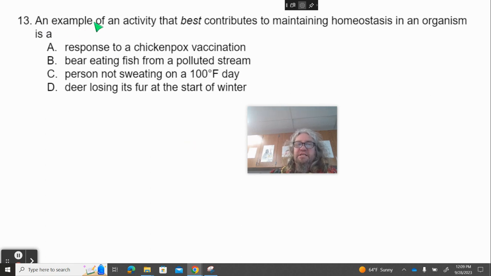Number 13, an example of an activity that best contributes to maintaining homeostasis in an organism is A, response to a chickenpox vaccination. B, a bear eating fish from a polluted stream. C, a person not sweating on a 100-degree Fahrenheit day. D, a deer losing its fur at the start of winter.